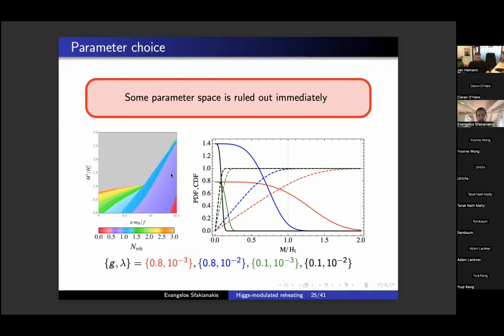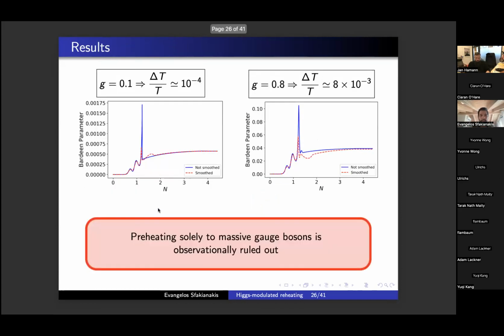But we can look at this part where we have parametric resonance in the whole universe. And we take two extreme values of G, the gauge coupling. One that is too low for the standard model, one that is too high for the standard model. And so the standard model is somewhere in between. So for G.1, delta T over T is 10 to the minus 4. So it's already ruled out.